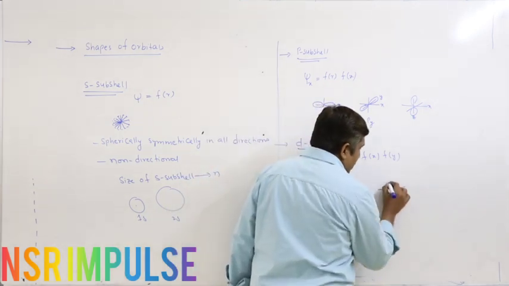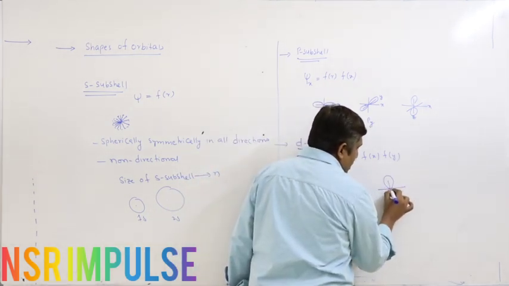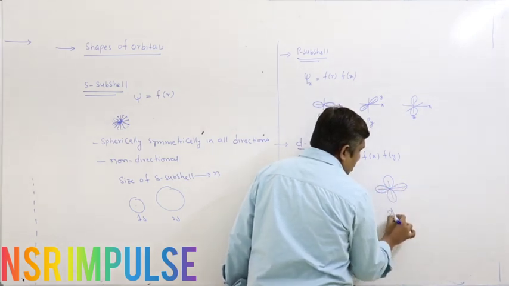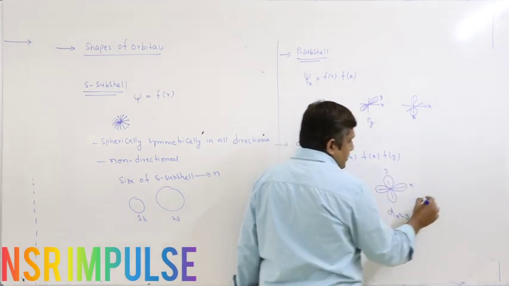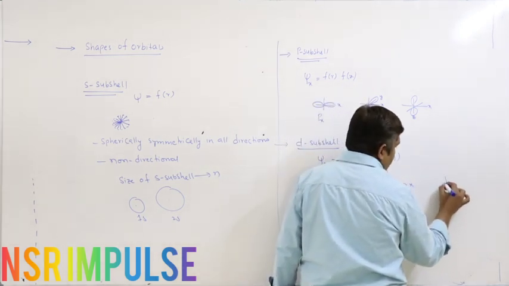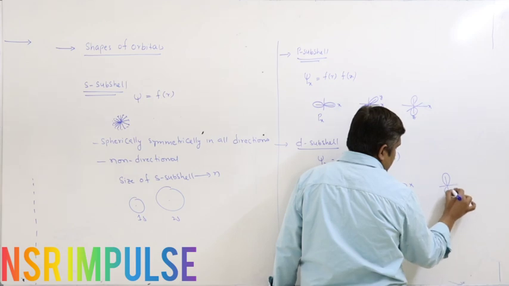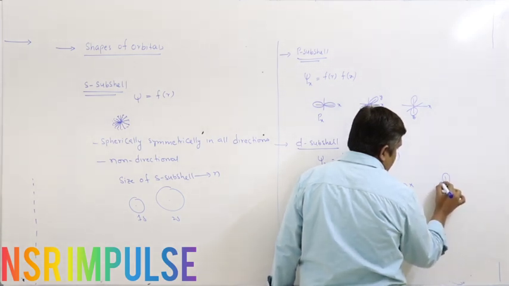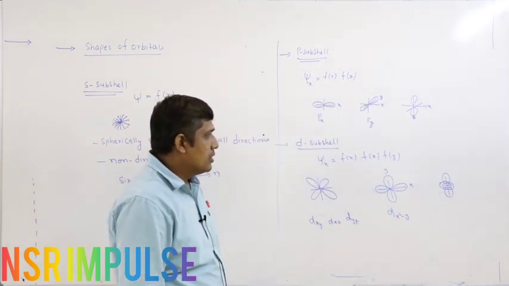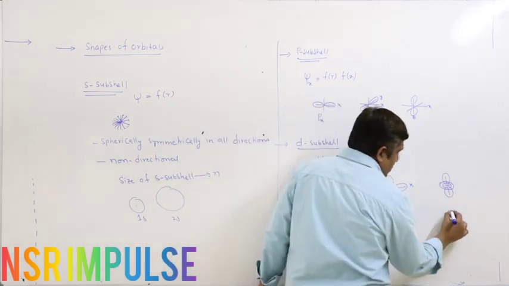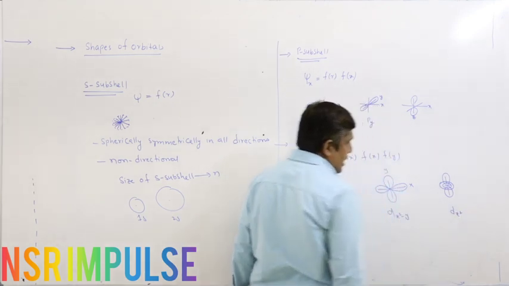Coming to the next one, that is dx square minus y square. Here the lobes orient along the axis. And the last one is dz square. Here you will get a sphere like a donut. So the lobes represent, they are directional.